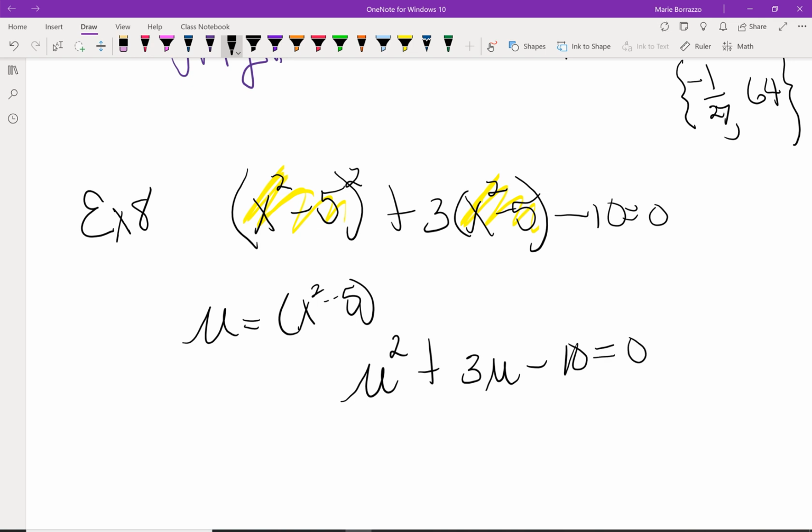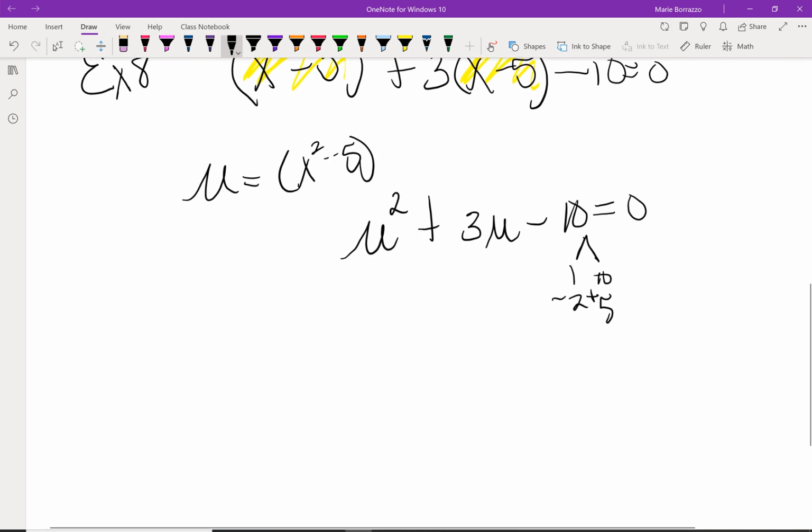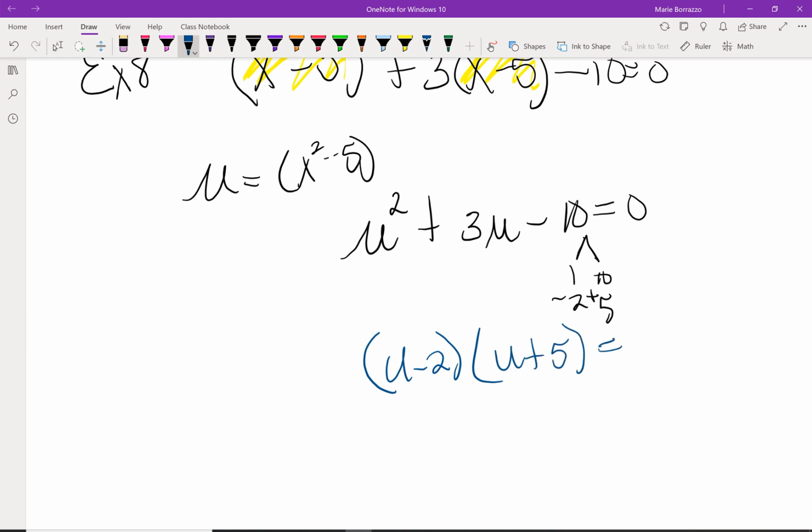And again, think of the factors of 10. You have 1 times 10 and you have 2 times 5. If the 5 is positive and the 2 is negative, you can stretch that middle term. So this will give you u squared plus 5u. Actually, you don't even need to do that here. Now that I think about it, because technically you already have the answer. You have basically u minus 2 times u plus 5. There you are. Equal to 0.